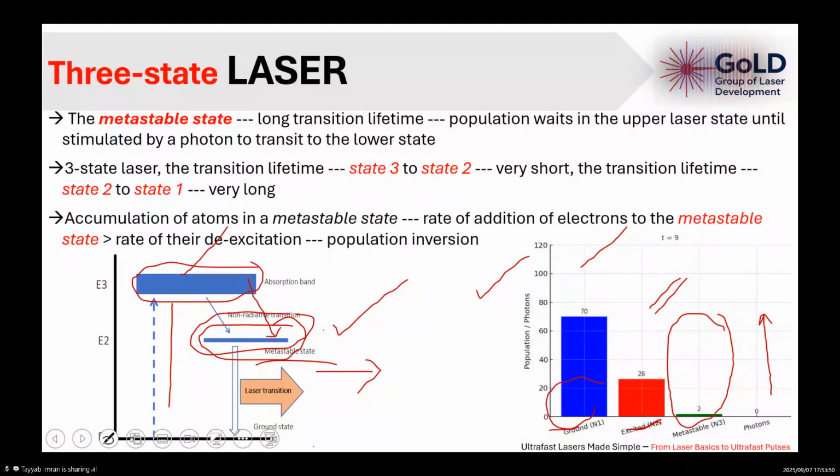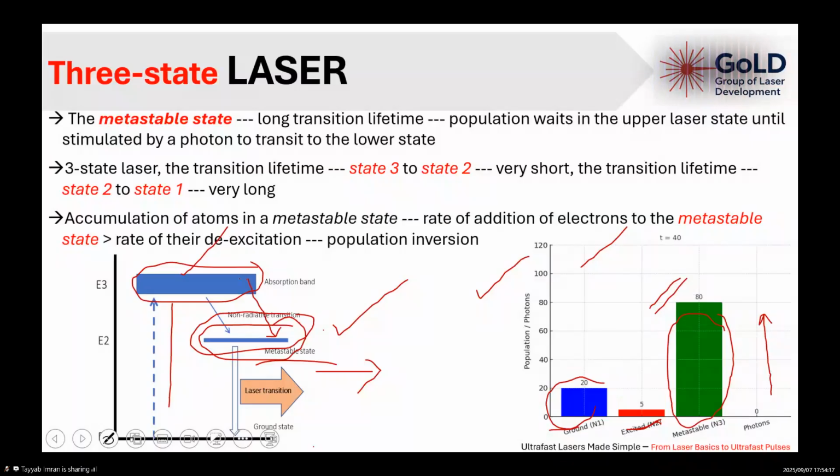In 3-level systems, it's mostly hard to operate the laser in continuous mode. Usually they are pulse lasers, and longer-pulse lasers. For CW, you need to apply very high energy.